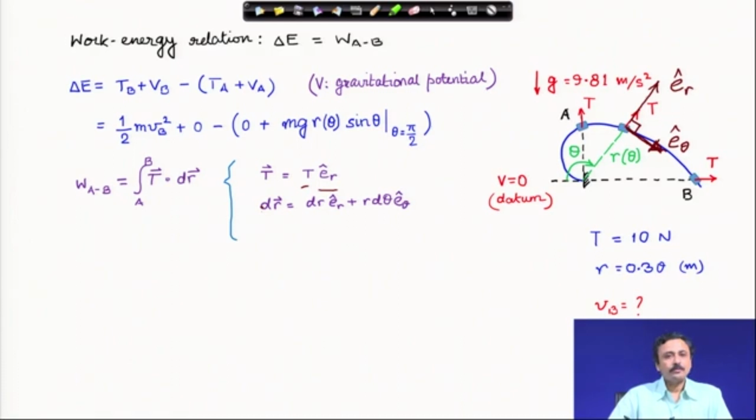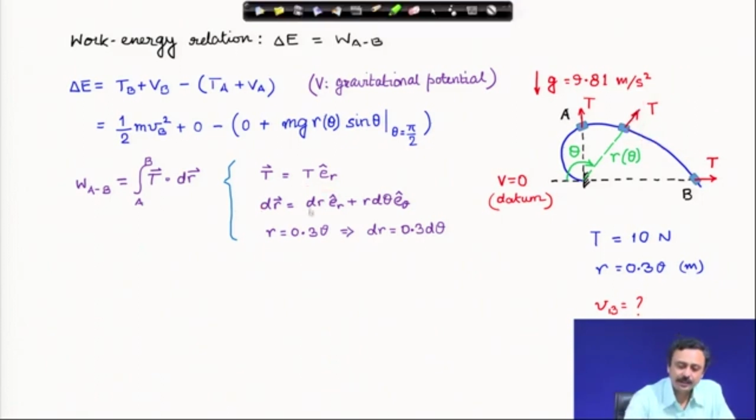Now, we have the applied force vector T and dr vector, then we can proceed. Here r for the problem was given as 0.3 times theta. Therefore, dr which I need here is 0.3 d theta.